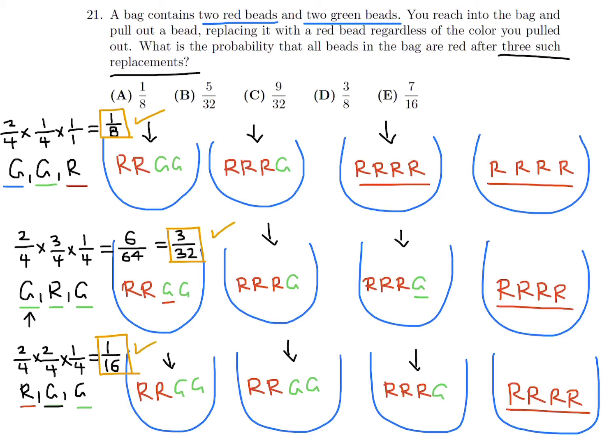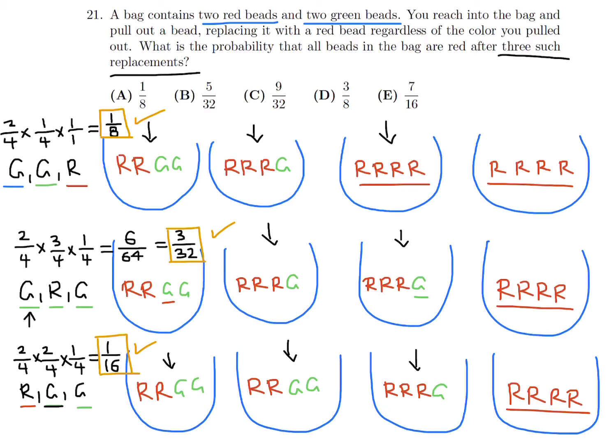Okay, let's look at the answer choices. We've got 1 over 8 here. Do we have 3 over 32? No. And do we have 1 over 16? No. So what's the right answer? Is it A? You're tempted to choose A and move on. Which one do I choose here?